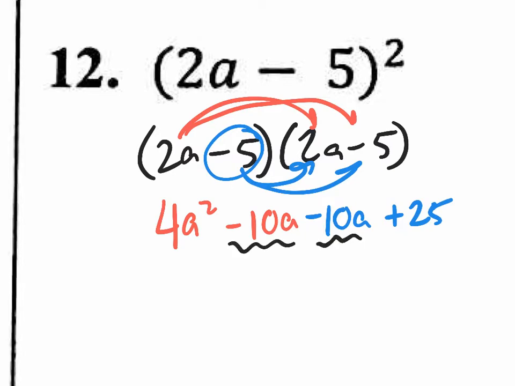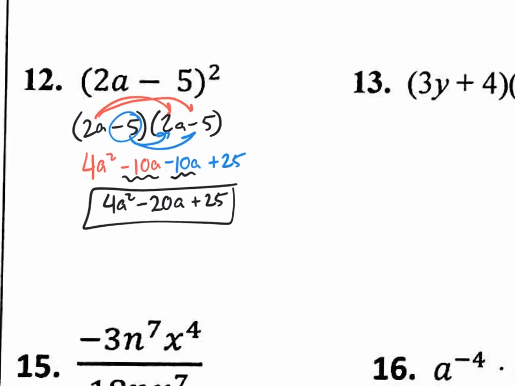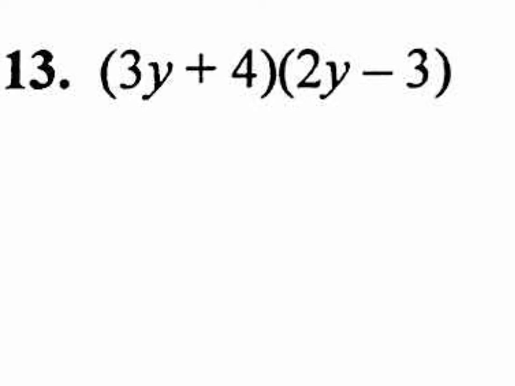Of course, we're going to combine the middle terms. Negative 10a and negative 10a is negative 20 of those a's. Bring down the 4a squared, bring down the plus 25. There's your answer for number 12. Yay. Okay. Same thing with number 13.